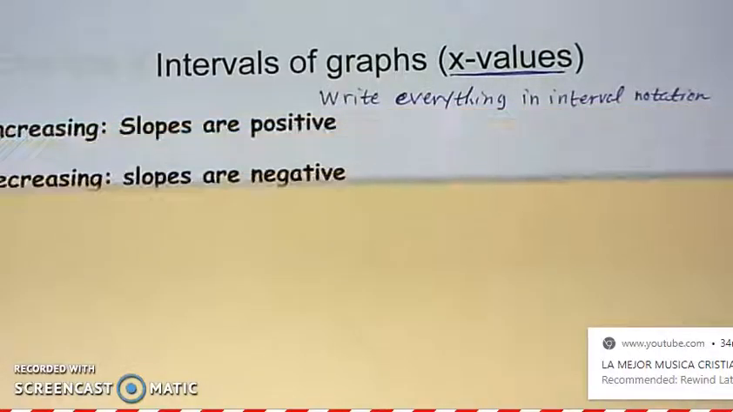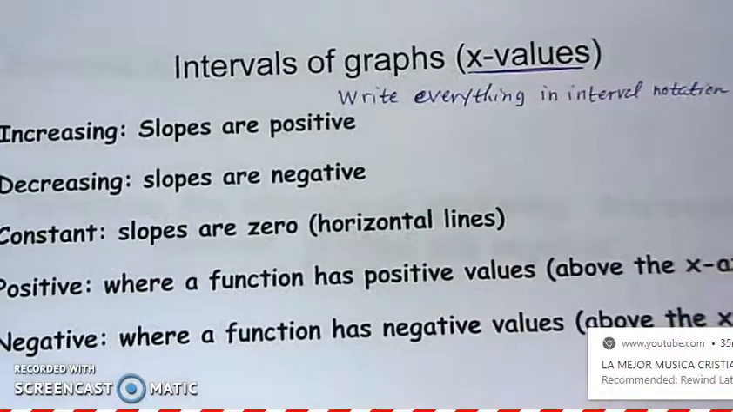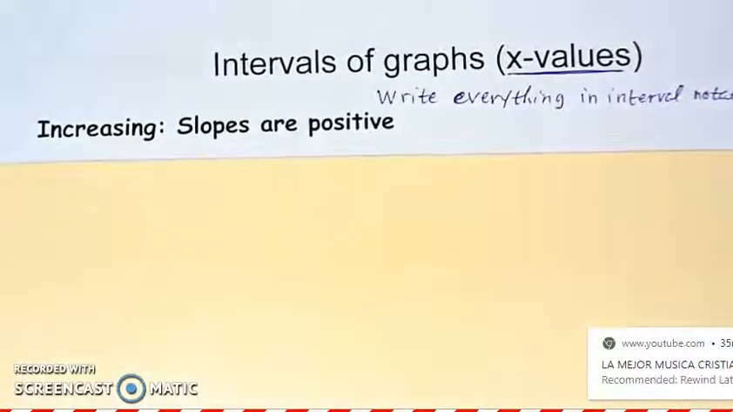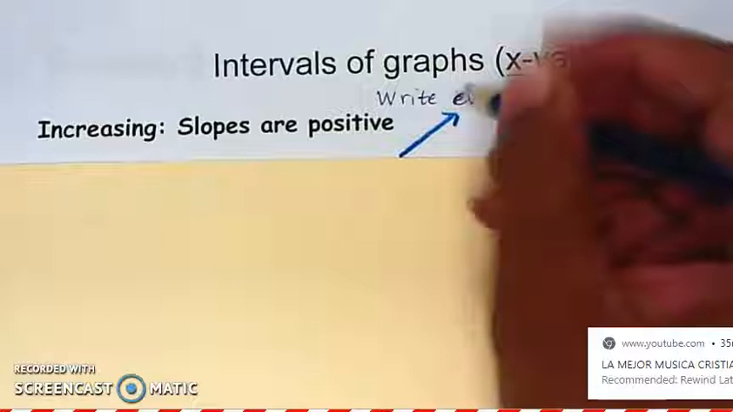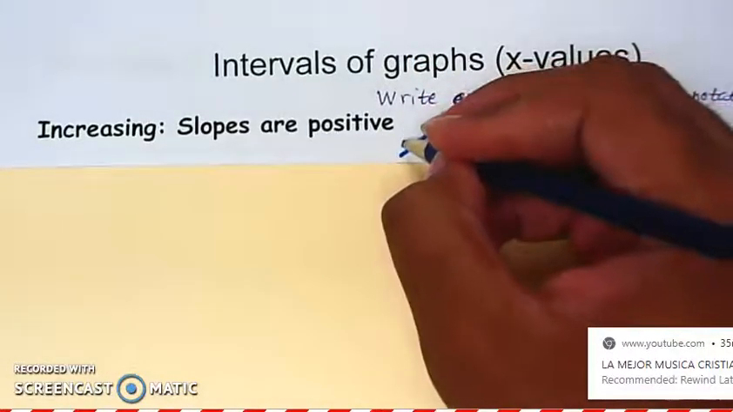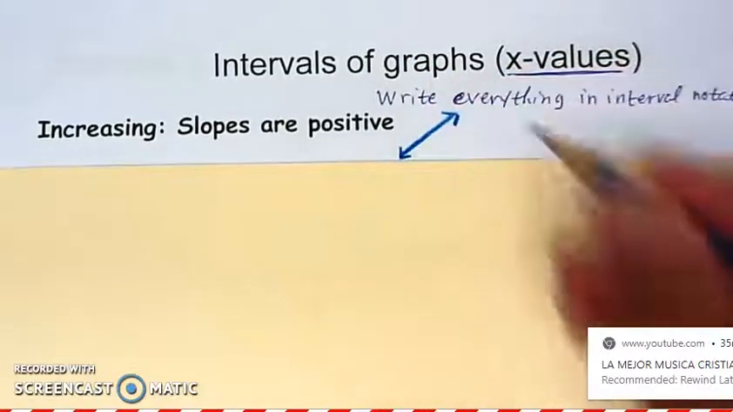So the first thing is your increasing slopes. Increasing slopes mean the slope is going to go up from left to right. So any part of the graph that goes up from left to right would be an increasing portion.